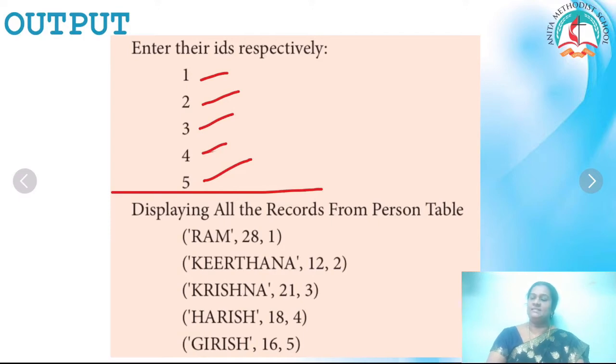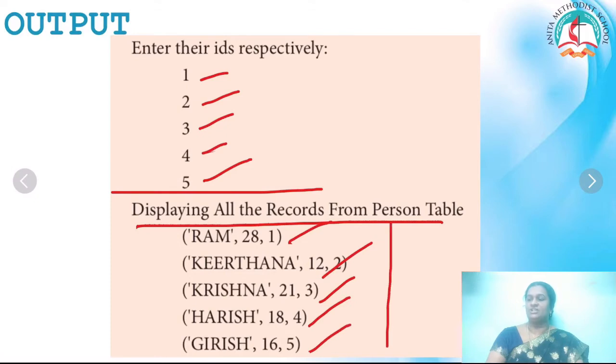And then what happens here? It is displaying all the records from the person table. So here Ram, Kirtana, Krishna, Harish, Girish. So all the student records are being printed one by one. Why one by one? Because we used \n. It's a new line. I think you got the point. The user is entering the data, even 5 or 10 or 15, it depends. And then you are printing the data one by one. This is a small example for data input by the user.